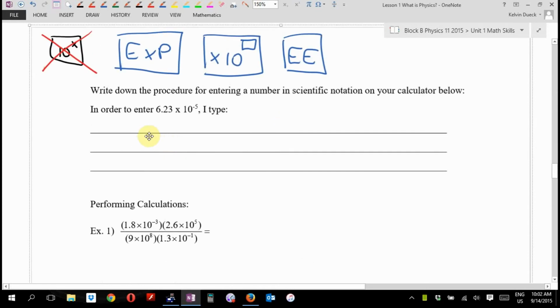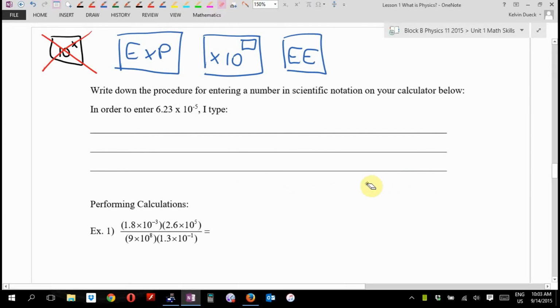So I told you, figure out how your calculator does scientific notation and write the instructions down, just in case you forget. Again, it's either going to be an EXP, a times 10 to the, or an EE. What you don't want to do is type 6.23 times 10, and then your y to the x button, -5. Your calculator won't quite work the way you expect it to.